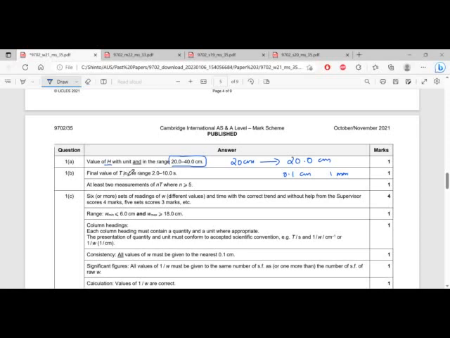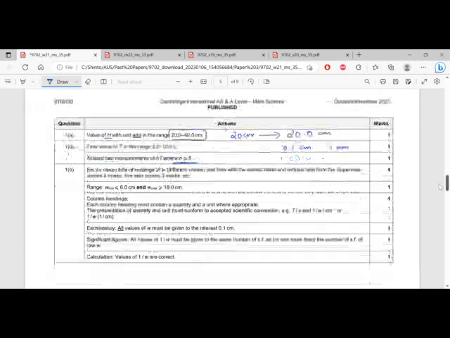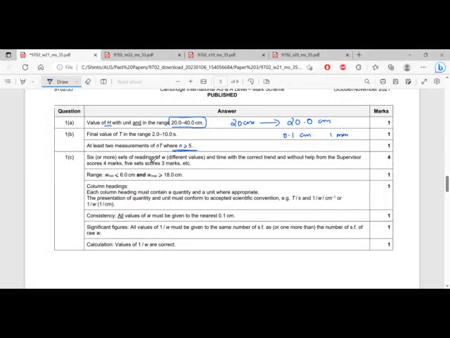Now, in the question paper, they will tell you in what range you should measure your T. And you have to make at least 5 measurements always with the first question. When you take 5 or more measurements without the help of your teacher or supervisor, then you will get the full 4 marks. If you get one fewer than that, then you lose 1 mark and so on.